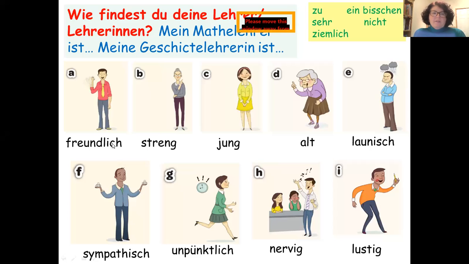Okay, freundlich, friendly, streng, strict, jung, young, alt, old, launisch, moody, sympathisch, kind, unpünktlich is unpunctual, nervig is annoying, and lustig is funny. Okay, so let's look at the question here.